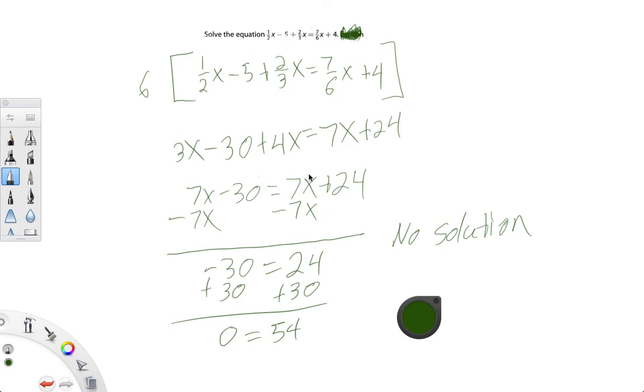Okay. Hope these examples help. What I really wanted you to get out of this is that you can multiply this by 6 and it will get rid of all of your fractions.